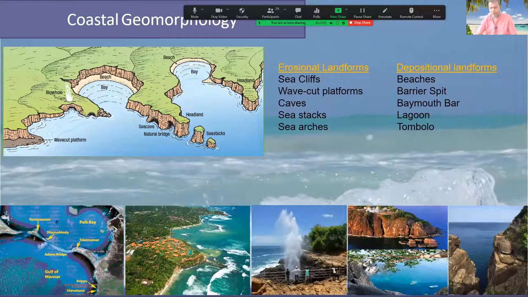Examples of erosional landforms are the sea cliffs, like these cliffs you see in Trincomalee. And there are wave cut platforms. It's not very prominent here, but in the top left you can see some platforms. All these are erosional features, the sea stacks, the caves, and the sea arch like here. The natural bridge is here, but there is a sea arch here.